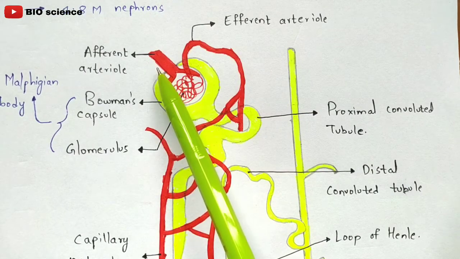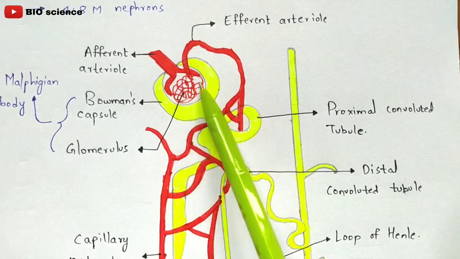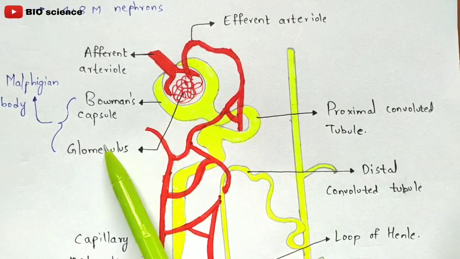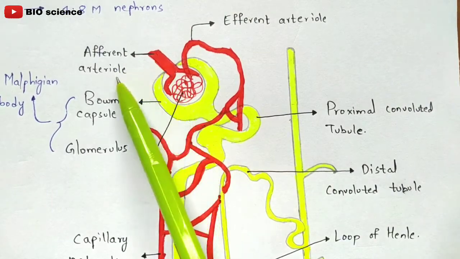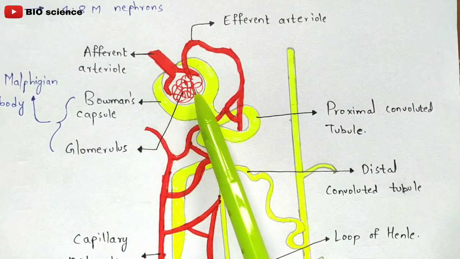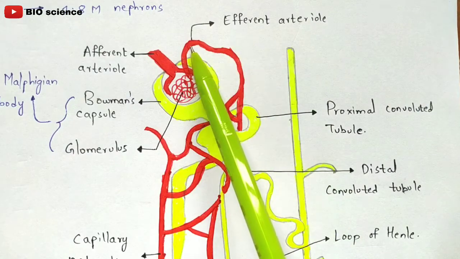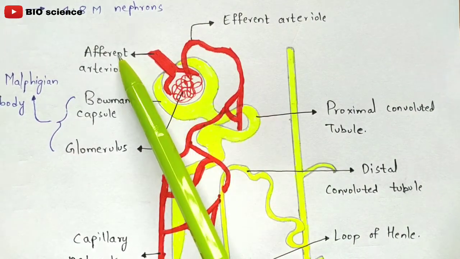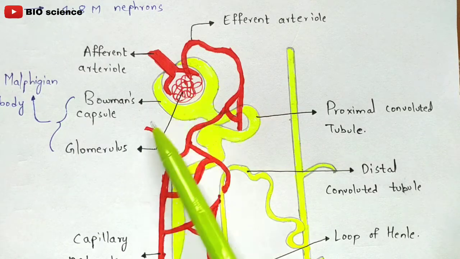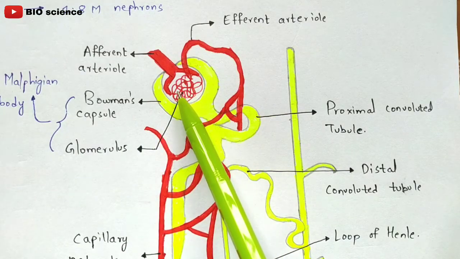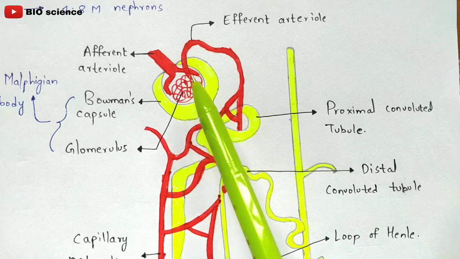Fine, right? So this is the glomerulus. This whole bunch of blood capillaries is called the glomerulus, as I have said. So this glomerulus will start with the afferent arteriole, which is broad, and it ends with the efferent arteriole, which is very narrow. Here the blood will enter and here the filtration will be done. So what is the major function of this glomerulus here in this Bowman's capsule?